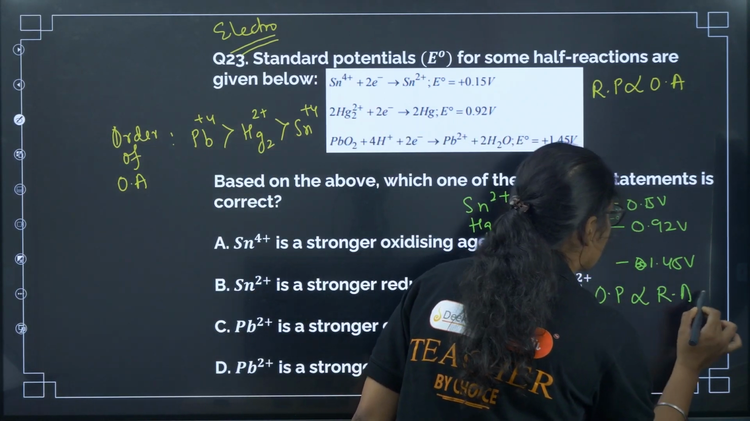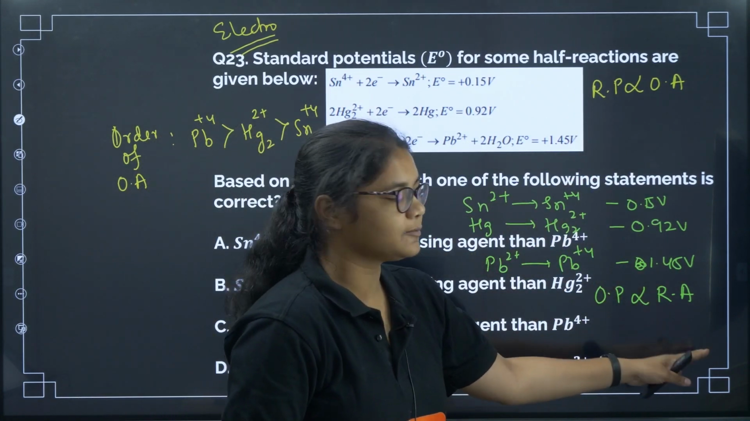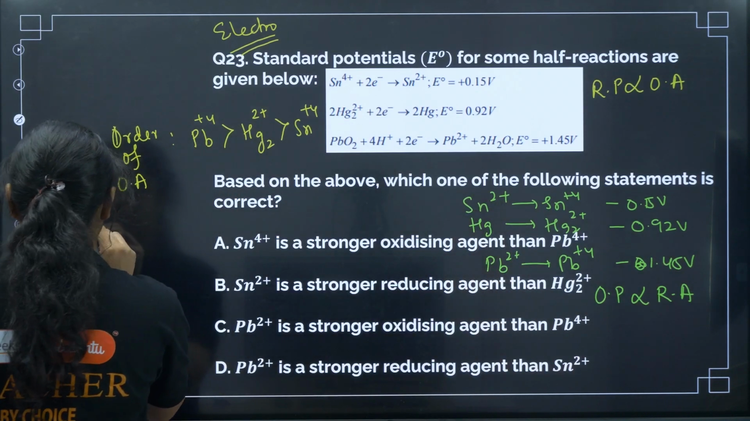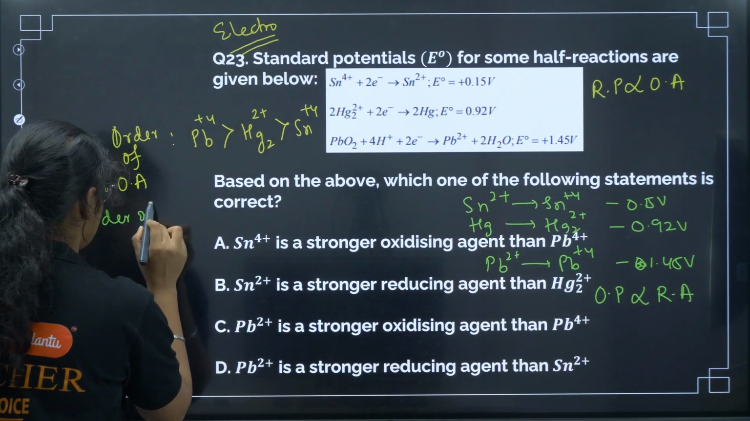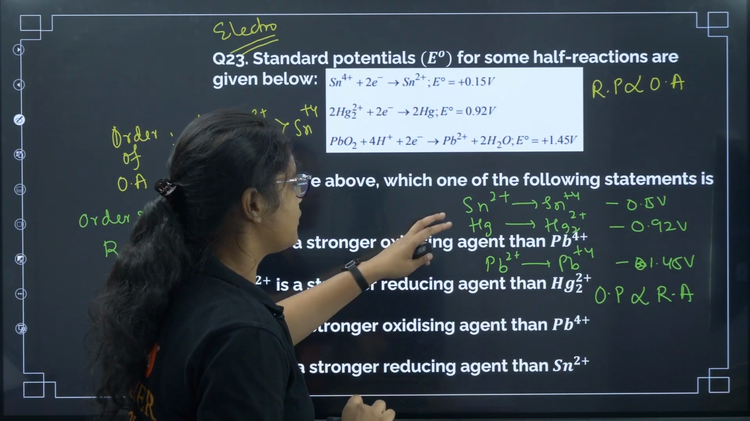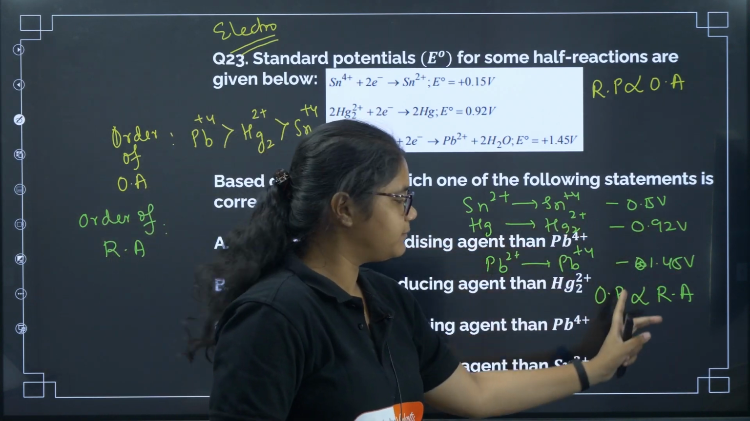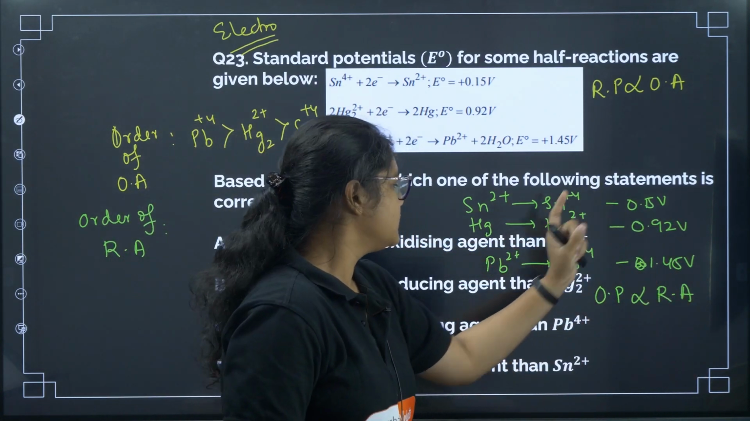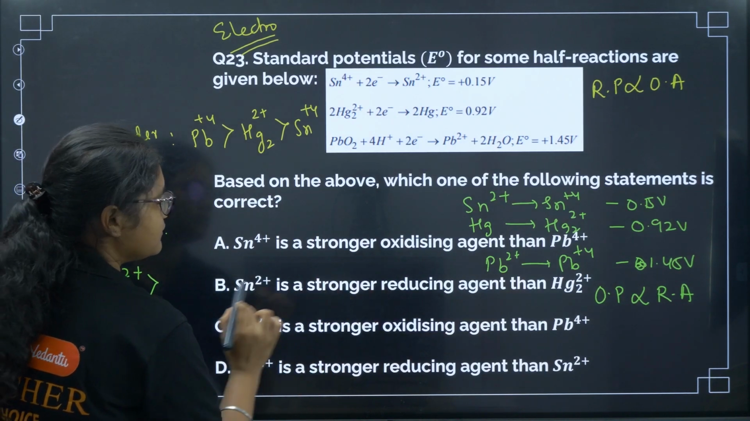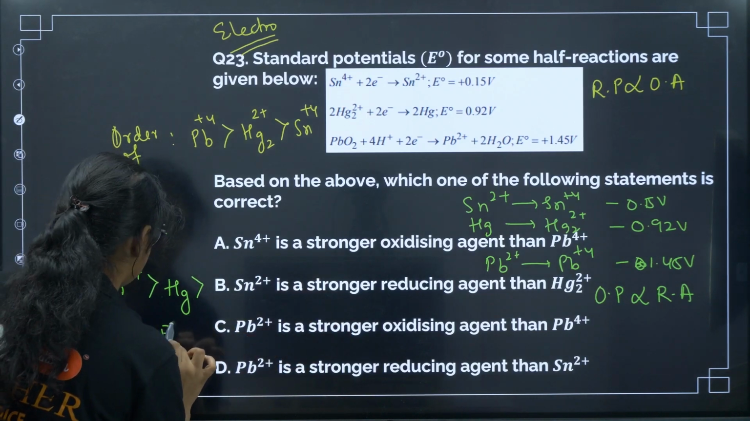Now if you see, this is oxidation potential, and oxidation potential is proportional to reducing agent. Like how reduction potential is proportional to oxidizing agent, oxidation potential is proportional to reducing agent. So again, if I want to write the order of reducing agent, the first one will be your Sn2+, because its value is the highest one. Minus 0.15 is bigger than minus 1.45, so the order here will be Sn2+, and then Hg, and then Pb2+.